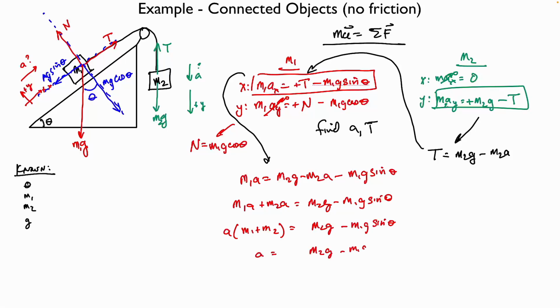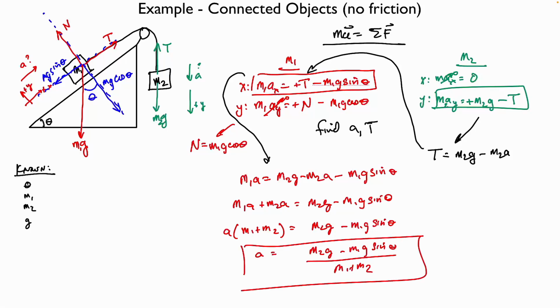M2G minus M1G sine theta all over M1 plus M2. And there we go. We solved for A. I did skip a lot of math steps in there, but this is not a math class, right? Whew! Okay. What did we have to do?